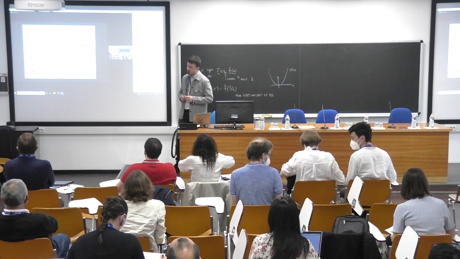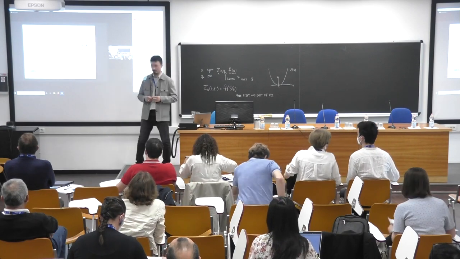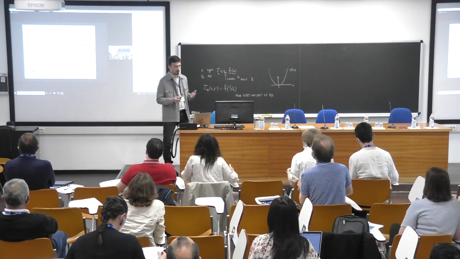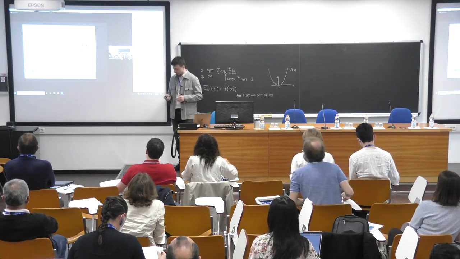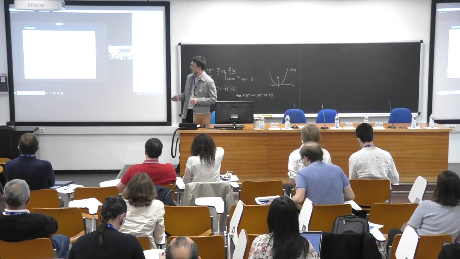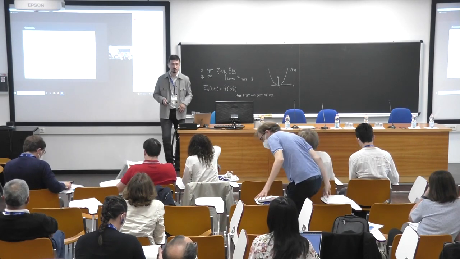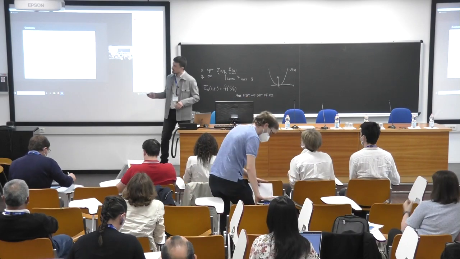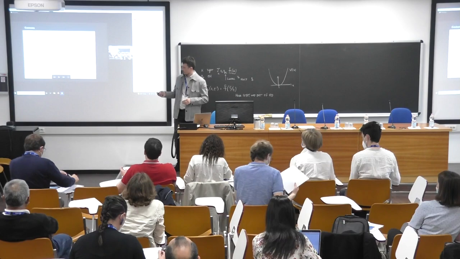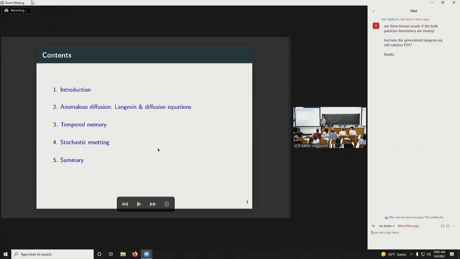So I will talk mainly about anomalous diffusive processes and what is the difference from normal diffusion in systems that show this anomalous diffusive behavior. I will give a short introduction, then some different approaches to anomalous diffusion, and then I will explain what tempered memory and stochastic resetting mean, and then I will summarize my results.